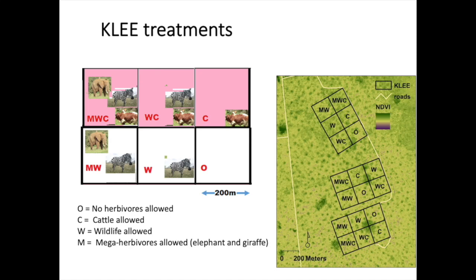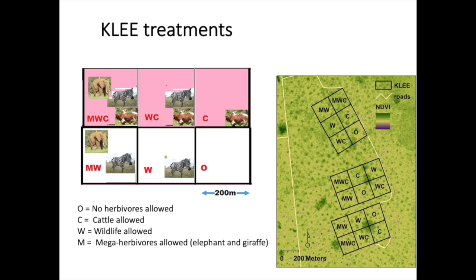Based on the particular group of herbivore that is excluded from the plots, we have 6 different herbivore treatments with the letters there denoting the group that is allowed to come in a particular plot. 0 being plots that are completely fenced out from all herbivores. C being plots where cattle are allowed. W being plots where wild mesoherbivores are allowed. And M being plots where megaherbivores are allowed. So you can see there are different combinations of the letters there denoting the different combinations of herbivores that are allowed in each of our plots.